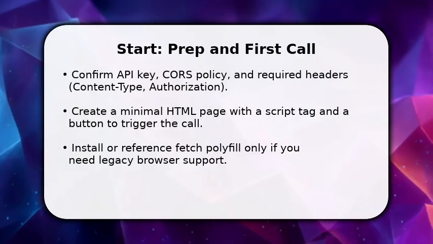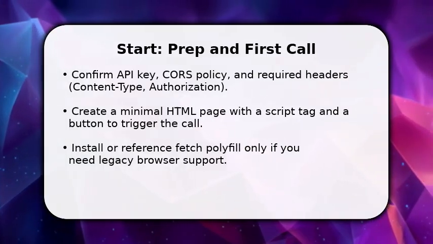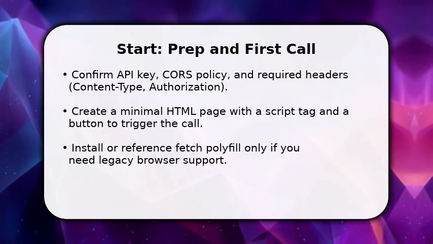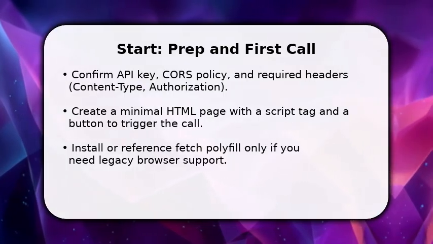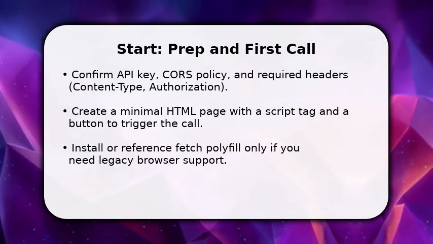You begin by making the very first call so you can iterate fast. Add your API key to an environment file or a server proxy. Do not embed secrets in client.js. Once done, wire a button that triggers a fetch call from your page.